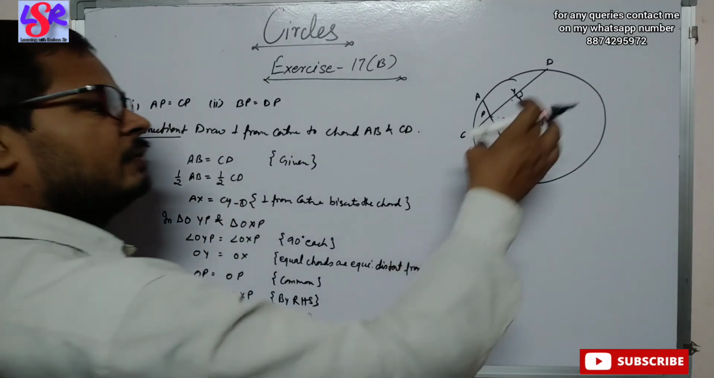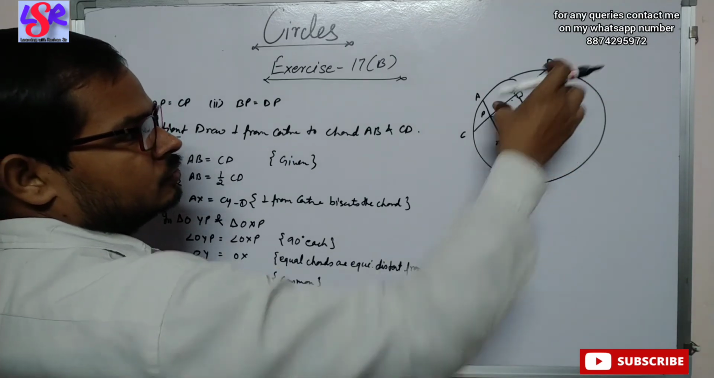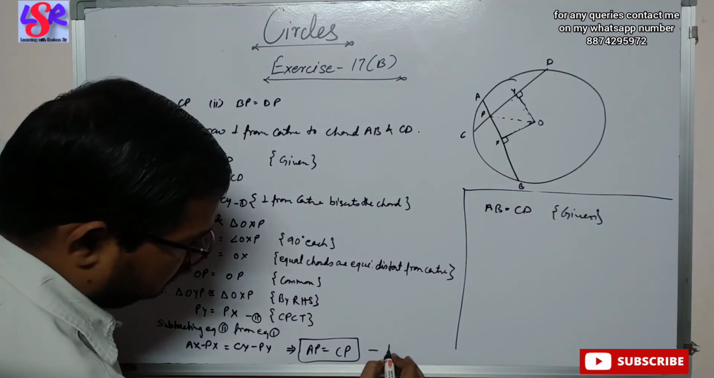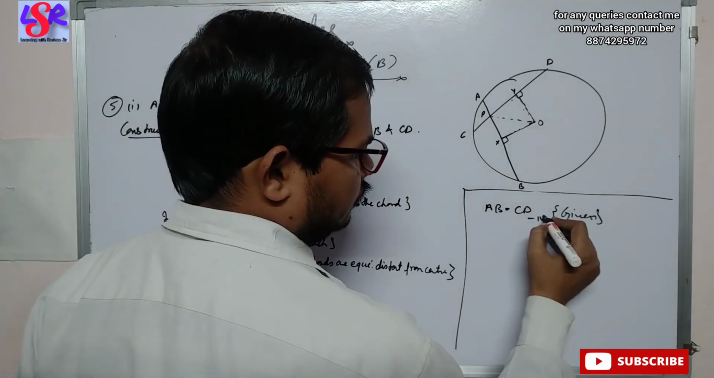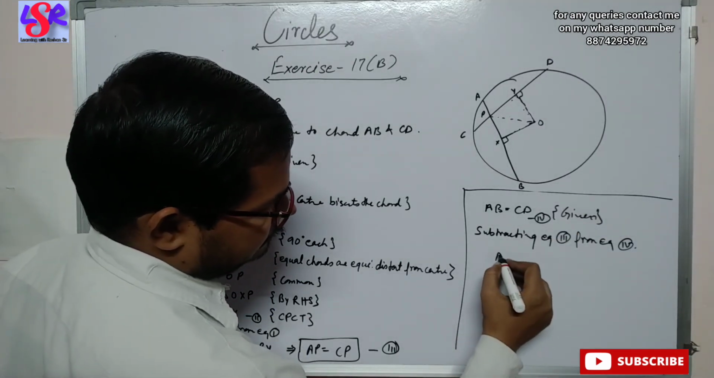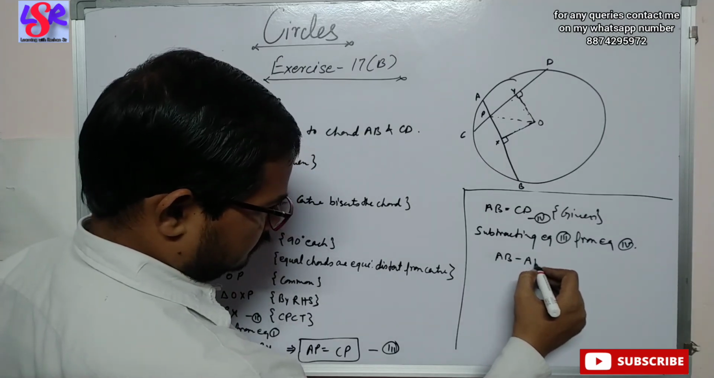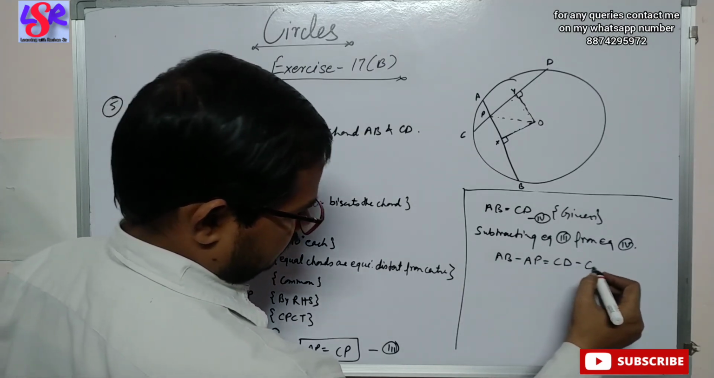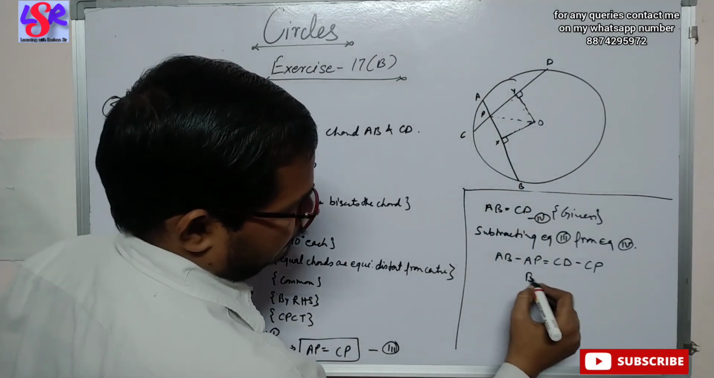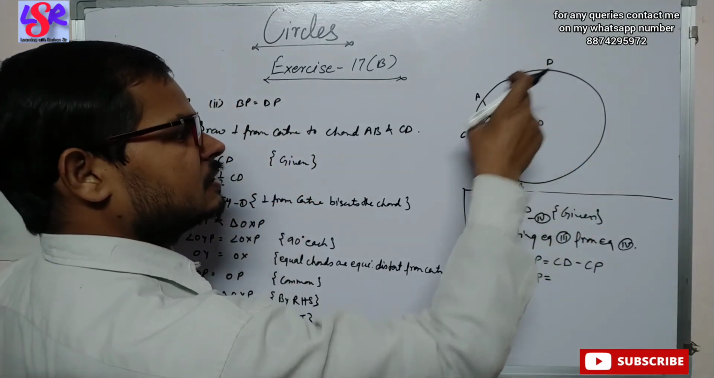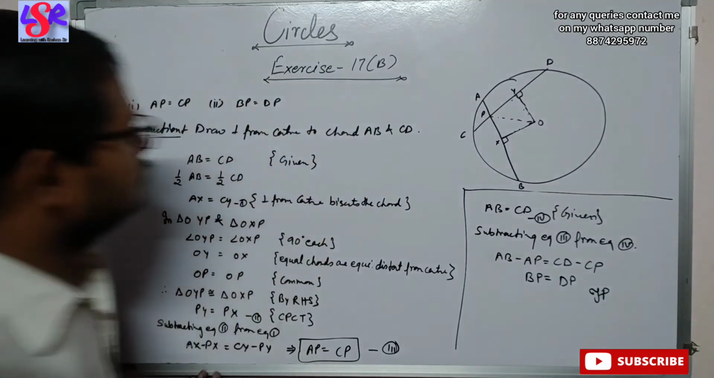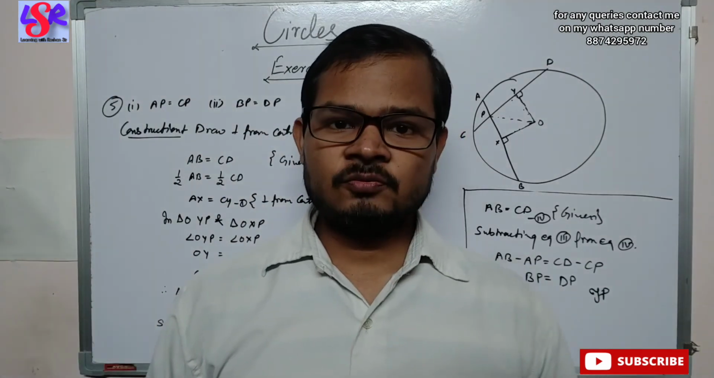Now for the next one, we have to prove BP equals DP. We know AB equals CD. Therefore, let this one be equation number 3 and this one be equation number 4. On subtracting, we get AB minus AP equals CD minus CP. Now if I subtract AP from AB, we get BP, and subtracting CP from CD, we get DP. Hence the second part is also proved. That's all for this video. Thank you.